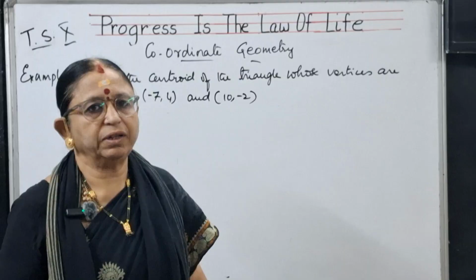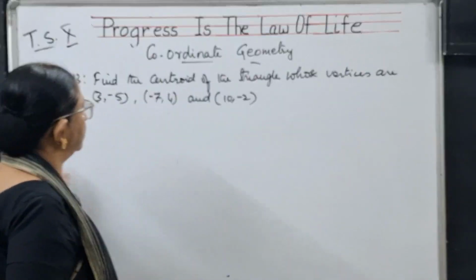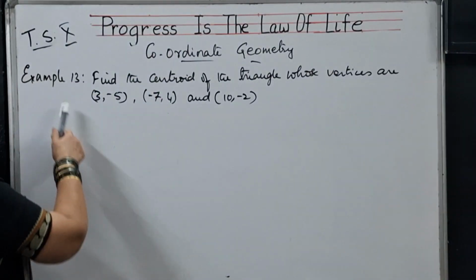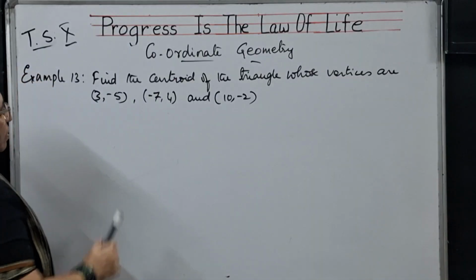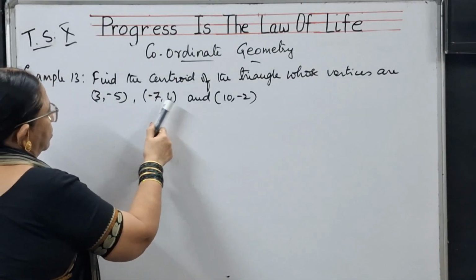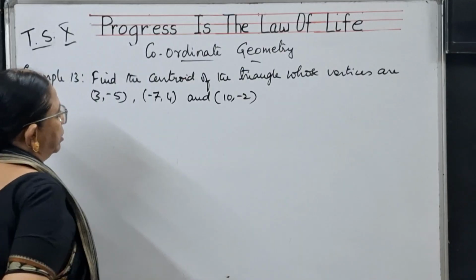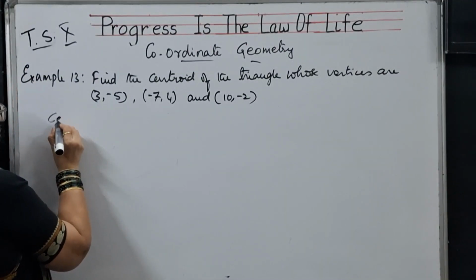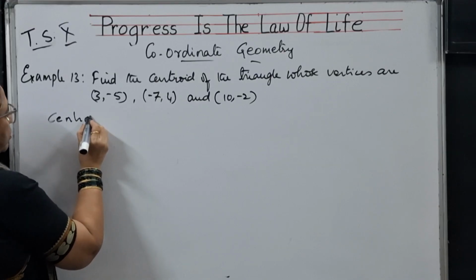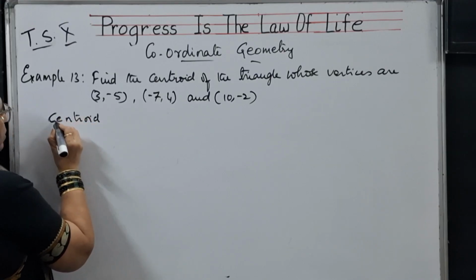I am now dealing with 10th class maths coordinate geometry. In this example 13, find the centroid of the triangle whose vertices are (3, -5), (-7, 4), (10, -2). And we need to find out the centroid. Already we have discussed in the previous class about the centroid formula.